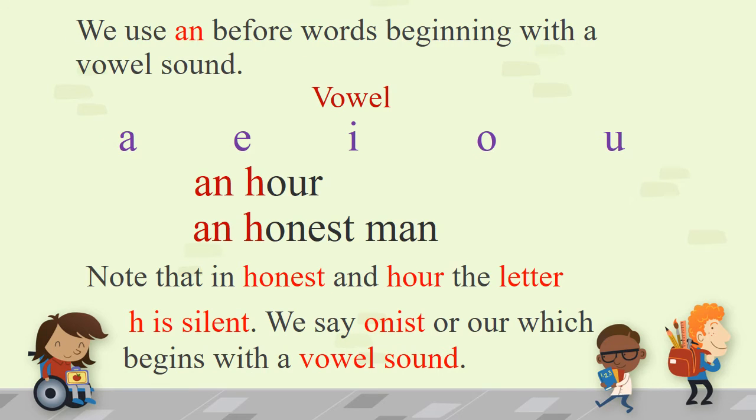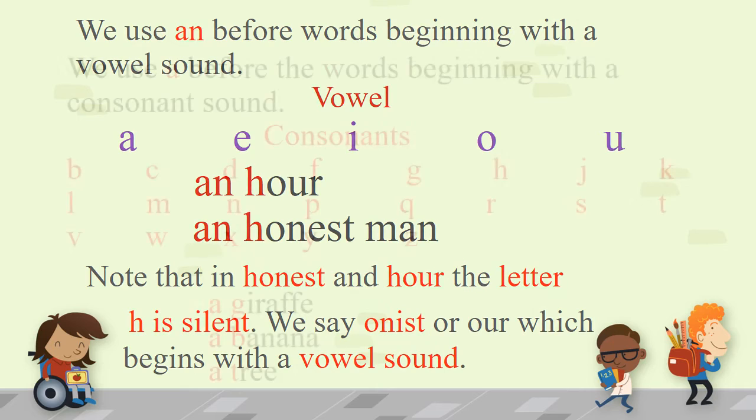There are words which do not start with a vowel but still give a vowel sound. Let's see. An hour, an honest man. Now here children, in honest and hour, the letter H is silent. So we say honest and hour, which begin with a vowel sound. So we say an hour, an honest man. As I told you before, you write an before the words beginning with a vowel sound.